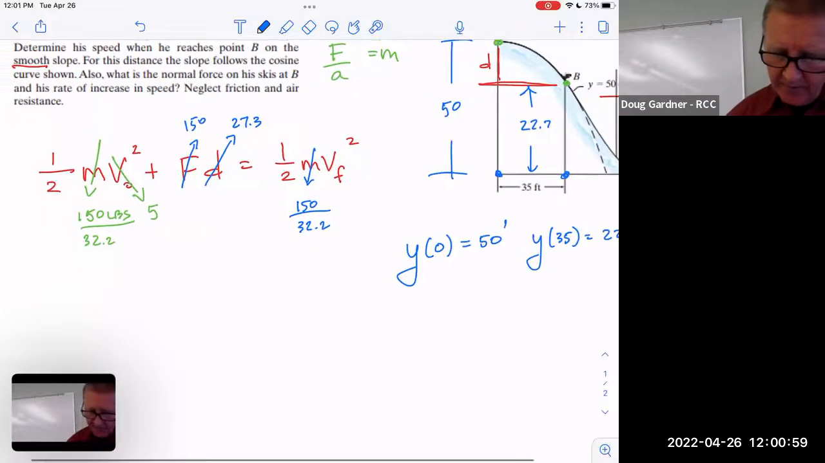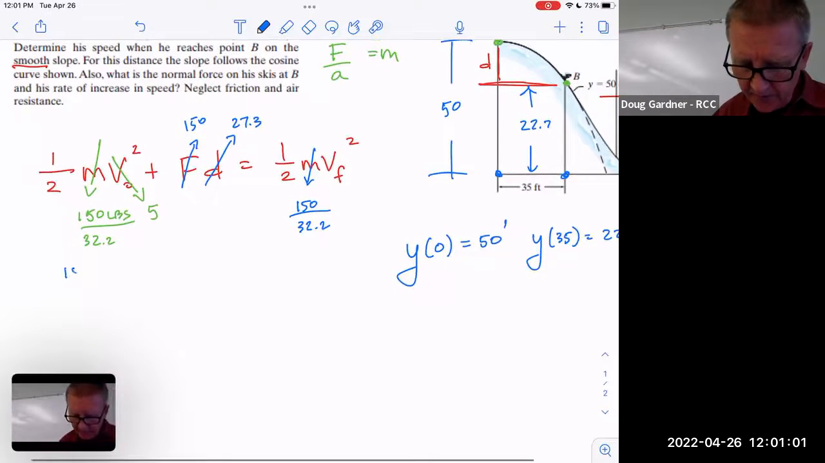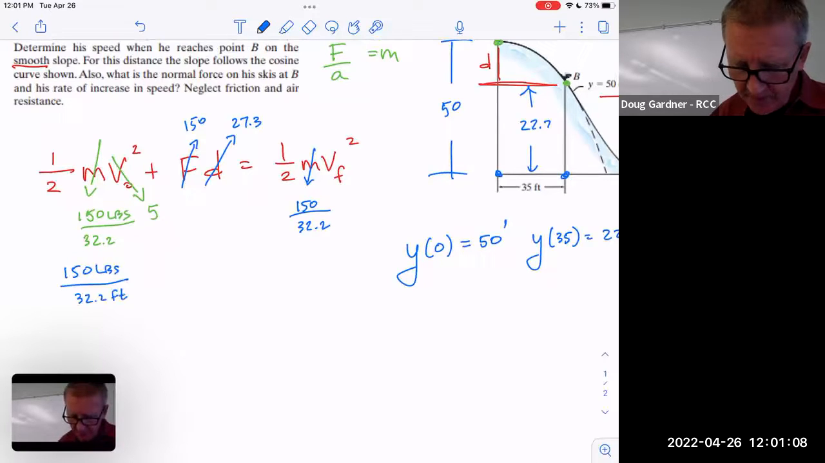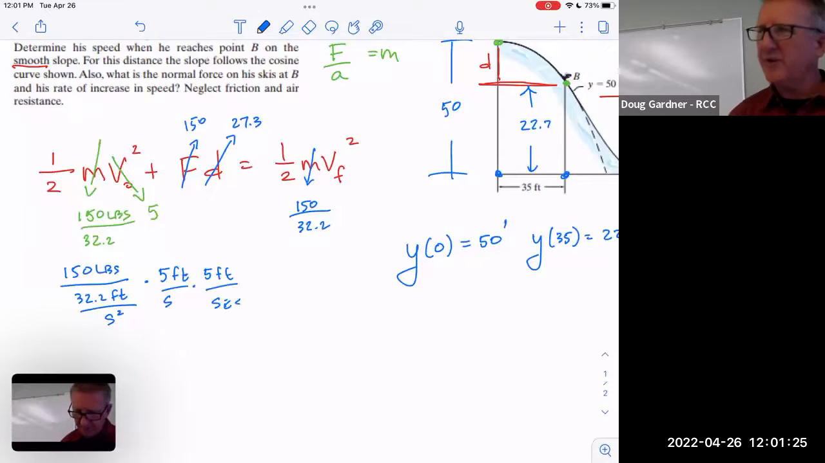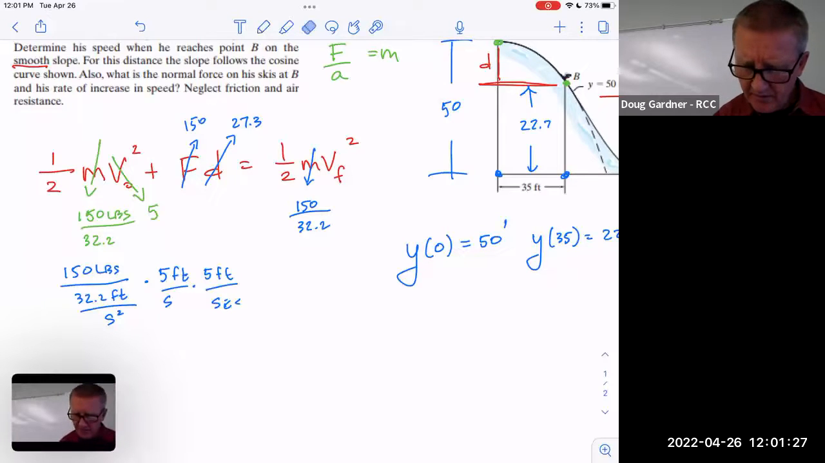Just for the fun of it, even though it won't be fun over here, let's do this. So I get 150 pounds over 32.2 feet per second squared. And then I'm multiplying by velocity, which was 5 feet per second, but it was squared, so I have two of them, 5 feet per second. So I'm just kind of curious, will I end up with foot pounds again? I should, right? The world is okay.